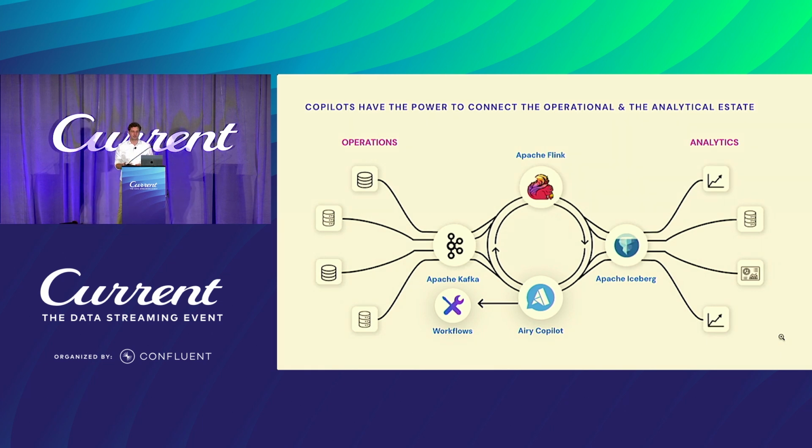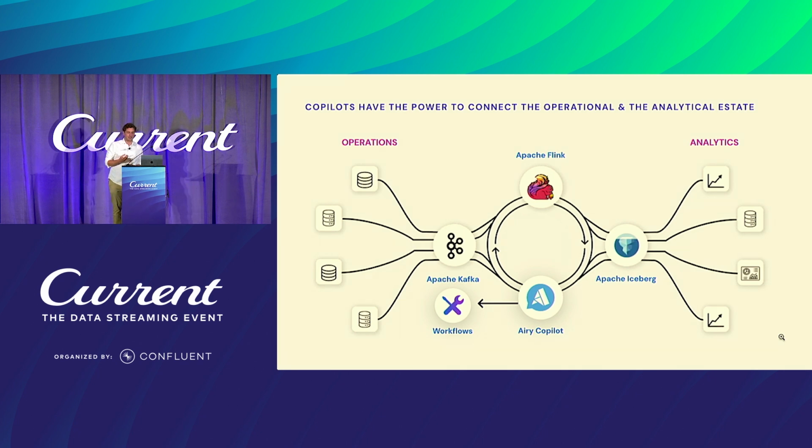And this is what we're trying to do with Copilots, because we believe they have the power to connect the operational and the analytical state of a company. So think of the operational part: the databases you have driving your business, all the events continuously being produced, often traveling through Kafka. And then you might have a stream processing engine like Apache Flink to aggregate that data, make sense of that data, put it somewhere else, put it to use. For example, in an Apache Iceberg open table format on object storage. And then this can power your analytical use cases, like your dashboards, BI tools, or even machine learning applications.